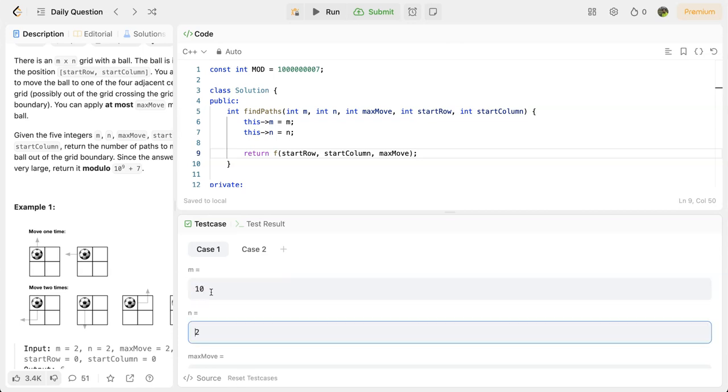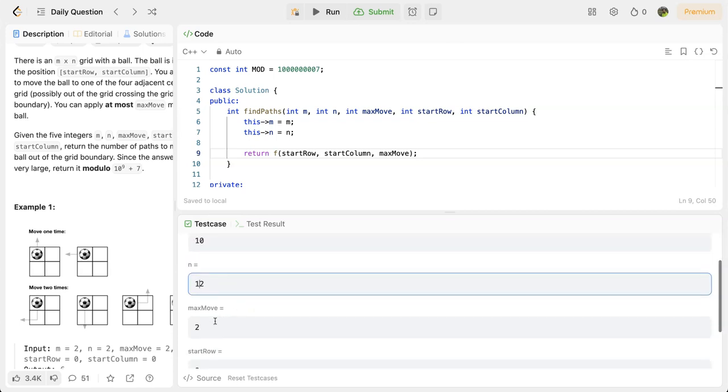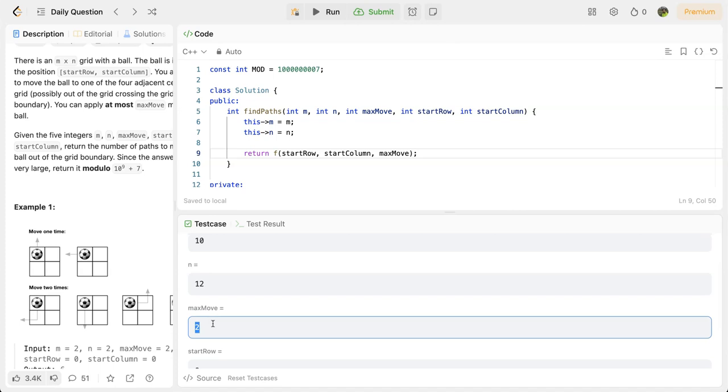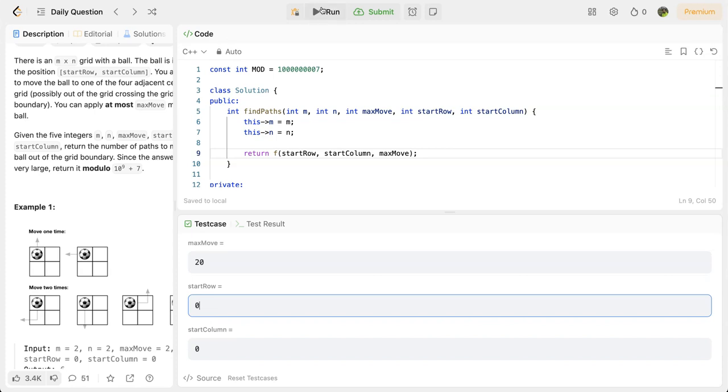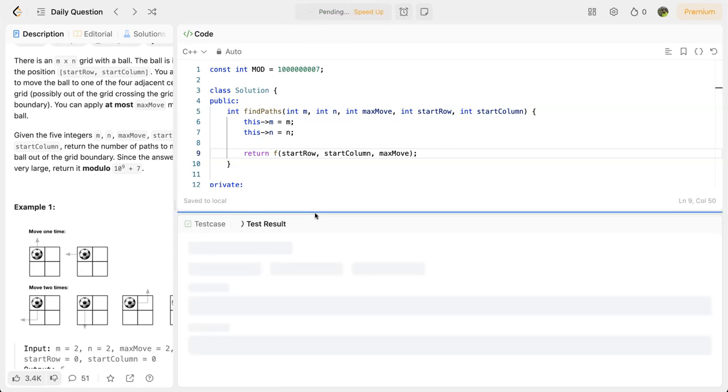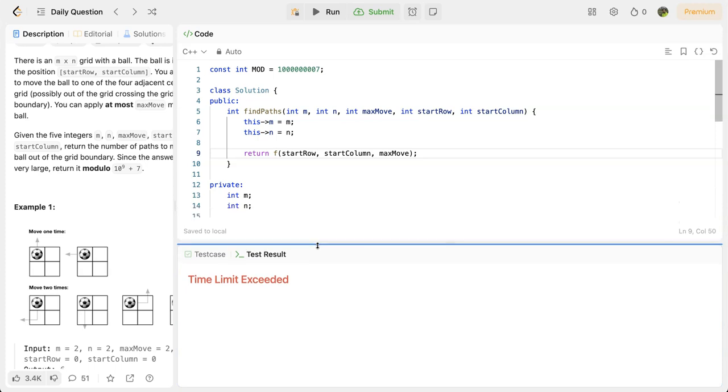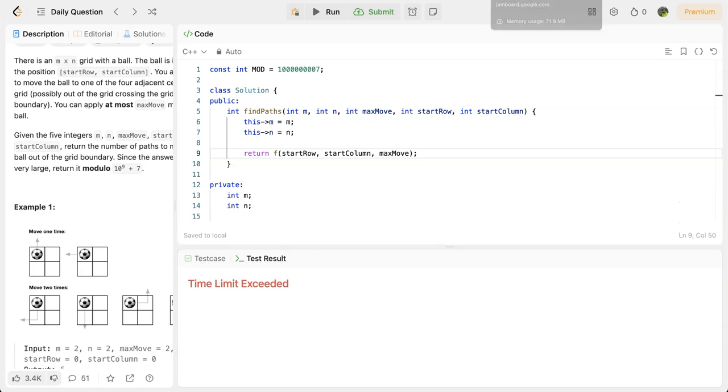So let's say 10 by 12. Max number of moves is going to be 20. And the start row and start column, let's say 0 and 0. So this is going to give us time limit, hopefully. Yeah, because we are not memoizing answers to the subproblems.